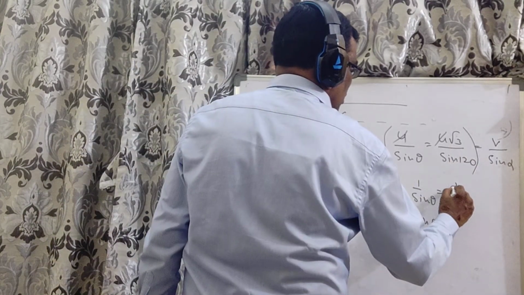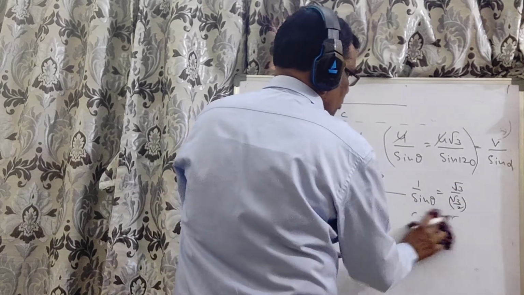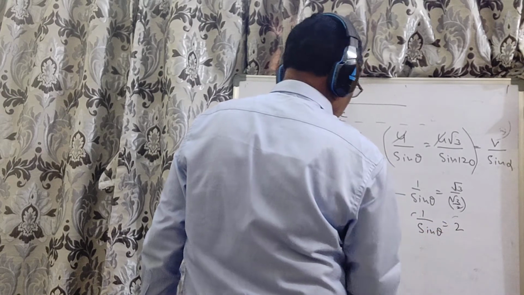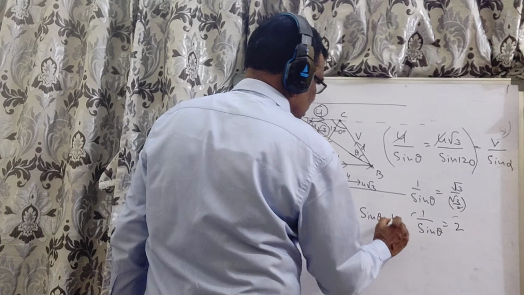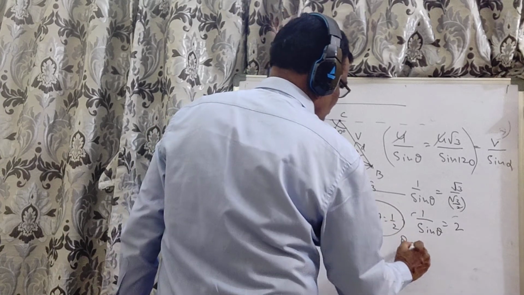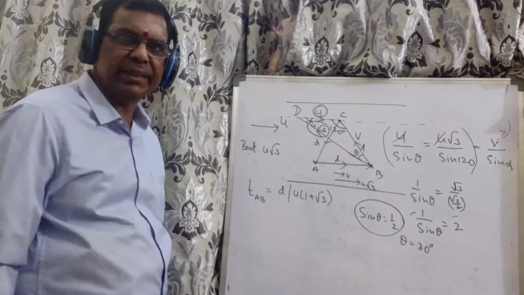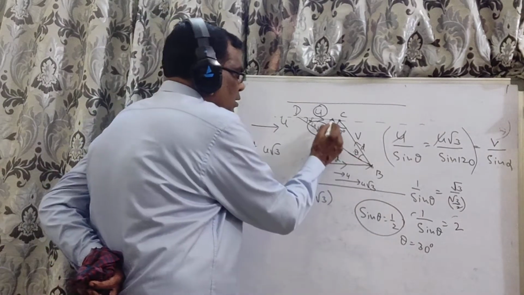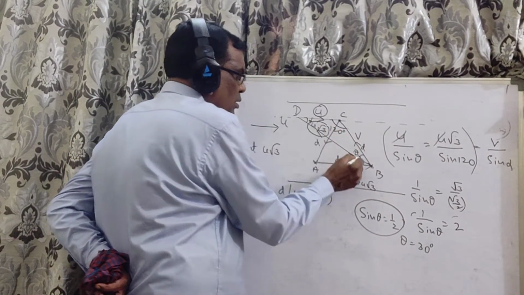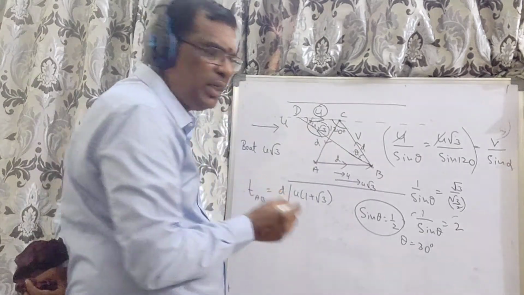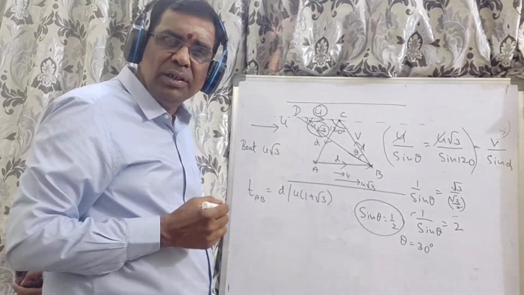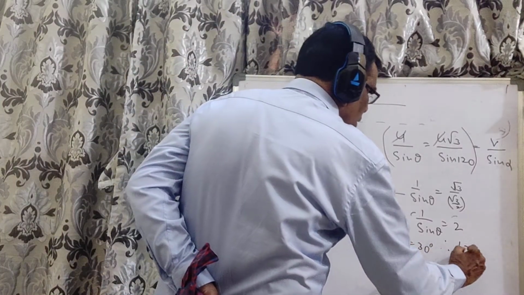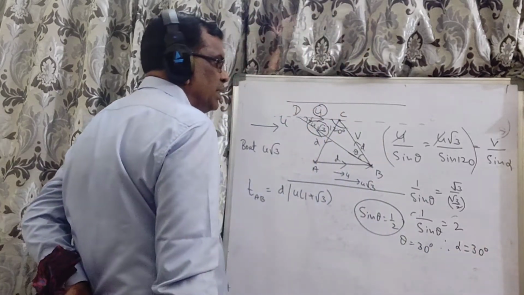There is a root 3 there, isn't it? So how do you write? It becomes 2. Therefore, sine theta is equal to 1 by 2, or theta is equal to 30 degrees. Now straightforward, with theta 30, this is 120, what is alpha? 30 plus 120 is 150, therefore it should be also 30 because the total angle must be 180. So alpha is also equal to 30 degrees.